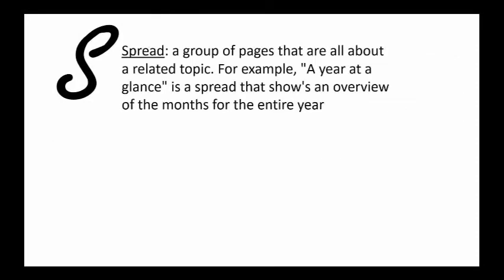All right, next we have S. And we have a couple of definitions for S, the first being a spread. So a bullet journal spread is a group of pages that are all about a related topic. So for example, A Year at a Glance is a spread that shows an overview of all the months of the year at once. Spreads tend to be at least 2 pages when you can see something quickly.